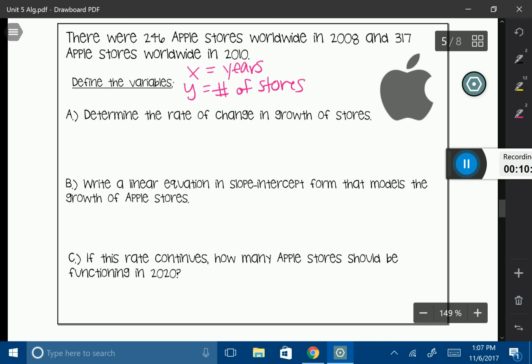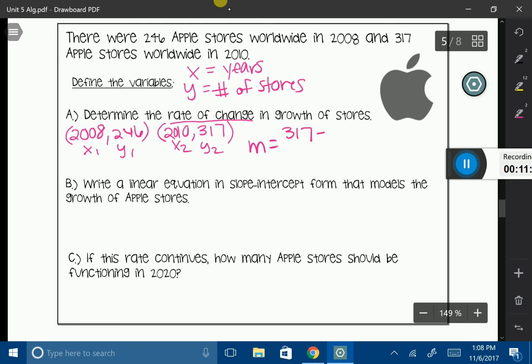All right, let's determine the rate of change in growth of stores. So the rate of change, again, that's another way to say what's the slope. So to find a slope, I need 2 coordinate points. So let's go ahead and see if we can find them. All right, it looks like in 2008, I had 246 stores. Make sure to place your X and Y in the proper place. Then in 2010, there were 317 stores. Okay, let's go ahead and say X1, Y1, X2, Y2, and let's go ahead and solve for my slope.